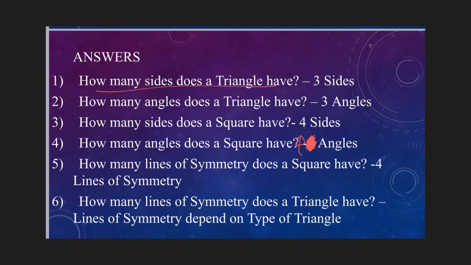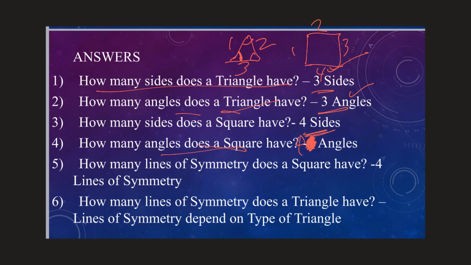All right, how many sides does a triangle have? Boom, boom, boom. 1 side, 2 side, 3 side. Good, correct. How many angles does a triangle have? The angle is basically the measurement for each of the lines. So we have 1, 2, 3, correct. How many sides does a square have? 1, 2, 3, 4. 4 sides. How many angles does a square have? 1 angle, 2 angle, 3 angle, 4 angle, 4 angles.